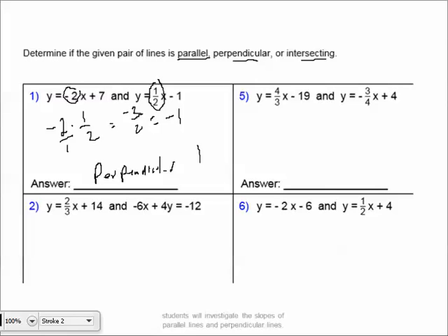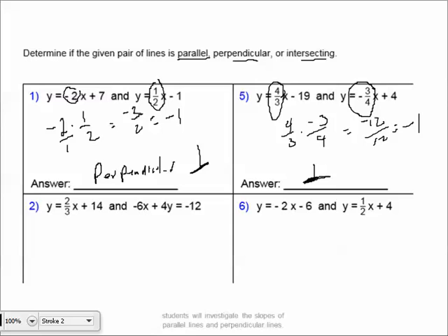Okay, perpendicular. That's what the symbol here means. It's perpendicular. Cool. That's easy to do. Let's look at this next one over here. 4/3 and -3/4. Are those the same fractions? No. Let's multiply them together. See what we get. 4/3 times -3/4. Well, that's going to give me a -12/12. That's equal to a -1. Perpendicular again. That's nice.